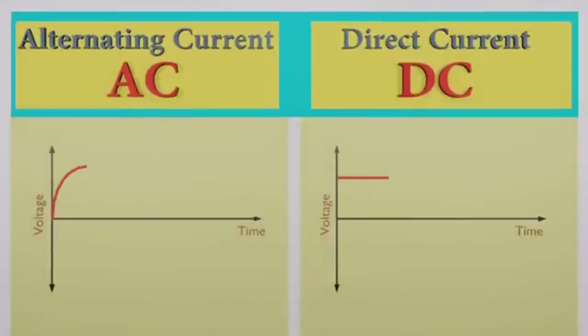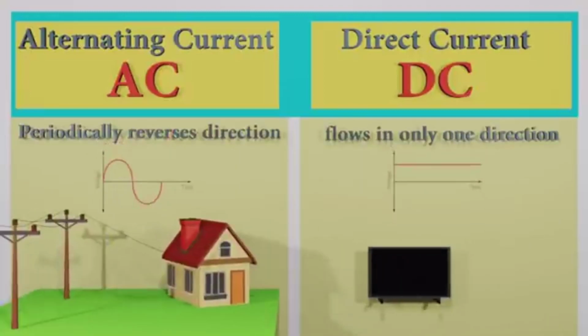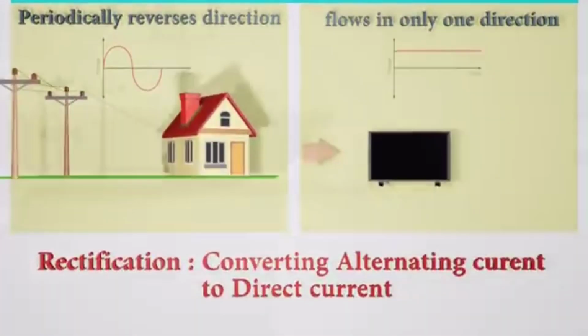We have two current types that are widely used. One is alternating current, which periodically reverses direction. And the other is direct current, which flows in only one direction. Our homes get alternating current from the grid, but most of the modern electronic equipment uses direct current. So we need to convert the AC to DC. This process of converting alternating current into direct current is given the name rectification.